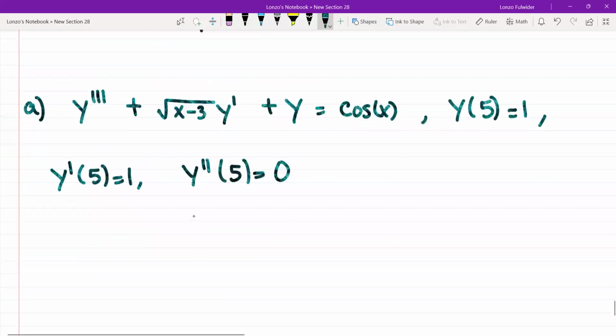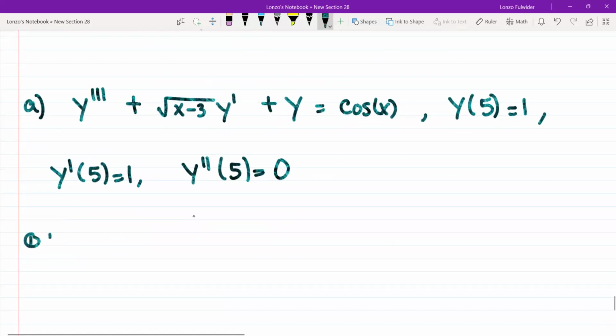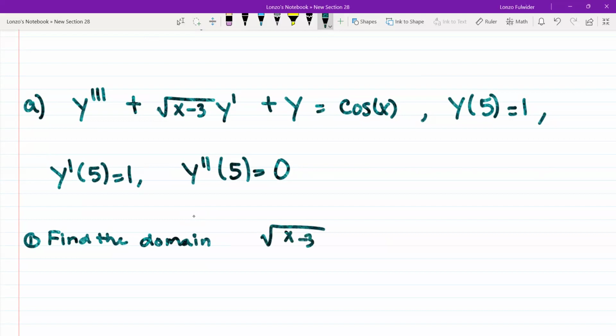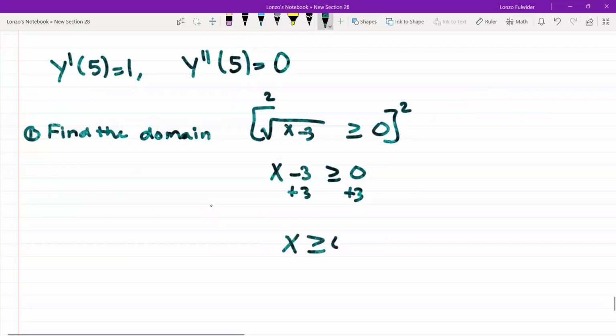So first, I've got to find the domain. So this is a square root graph. And how do you find the domain of a square root? You basically take whatever is in the square root and set it greater than or equal to 0. So in our case, square root of x minus 3 greater than or equal to 0, and then solve for x. So you have to get rid of the radical by squaring both sides. So it's x minus 3 is greater than or equal to 0. Add 3 to both sides. You get x is greater than or equal to 3.